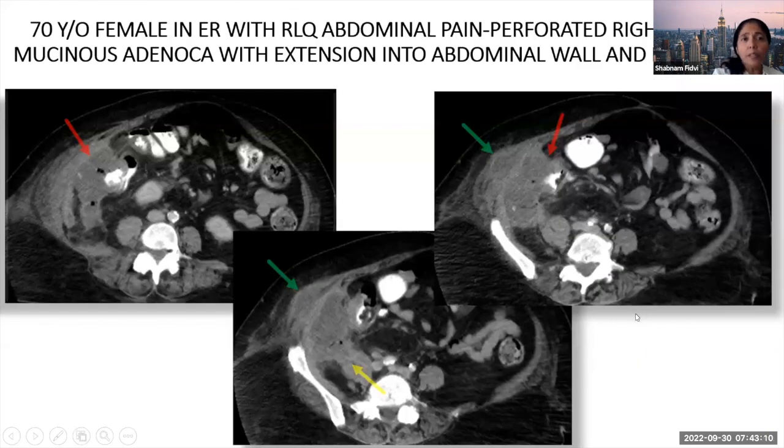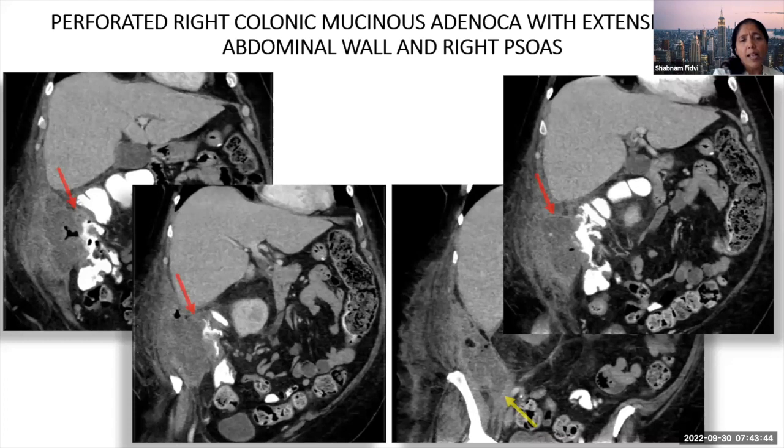So this is an older patient that presented to our emergency room with right-sided abdominal pain. These are axial contrast enhanced CT images. You'll see that the red arrow shows a relatively low density mass, which is inseparable from the right colon. The green arrow shows that this low density mass actually invades the overlying abdominal wall and extends into the subcutaneous fat. And the posterior yellow arrow shows that there's contiguous involvement of the psoas muscle as well. So this was a patient with mucinous colon cancer.